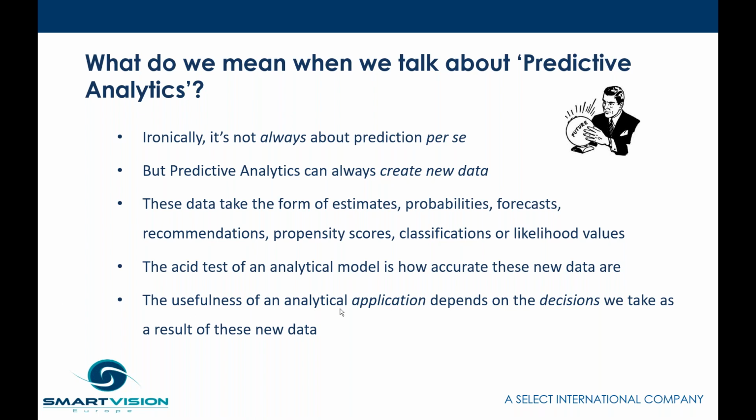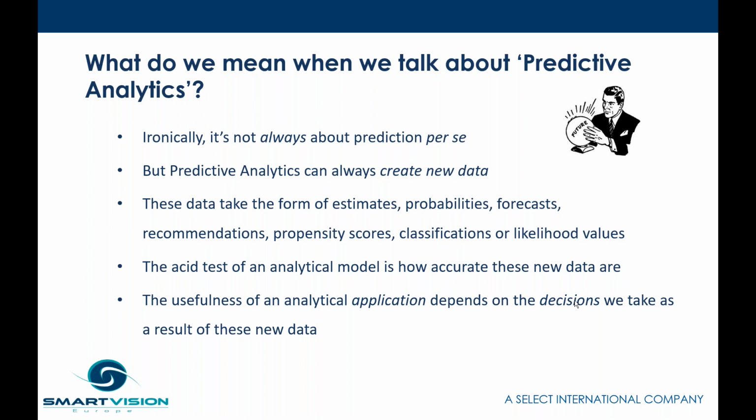But the usefulness of the application generally depends on the decisions we take as a result of these new data. And that's something which not many people spend perhaps enough time thinking about. When we talk about the dangers of machine learning, you see a lot of articles about the dangers of machine learning, or the limitations of machine learning, or the dangers of AI. Really what they're talking about is decisions from data.